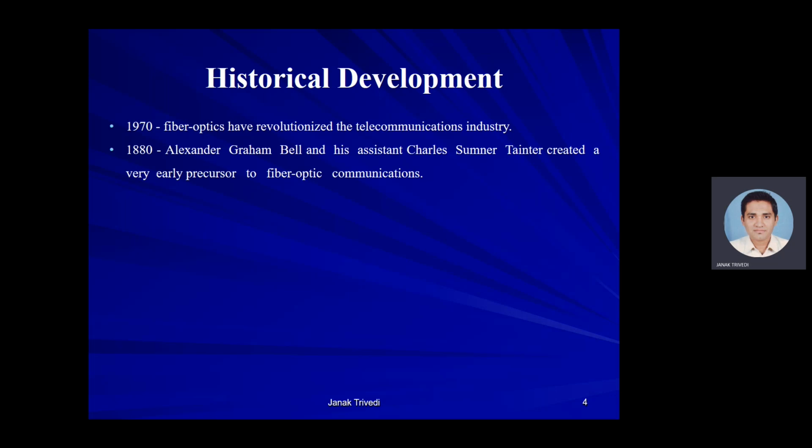In 1880, Alexander Graham Bell and his assistant Charles Sumner Tainter created a very early precursor to fiber optic communication, the photophone, at Bell's newly established Volta Laboratory in Washington, D.C. Bell considered it his most important invention. The device allowed the transmission of sound on a beam of light, and around 1880, Bell conducted the world's first wireless telephone transmission between two buildings about 200 meters apart.